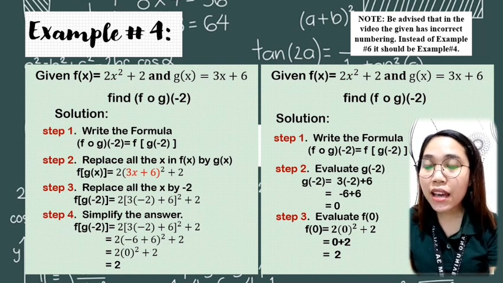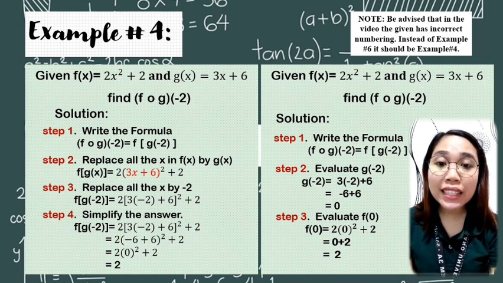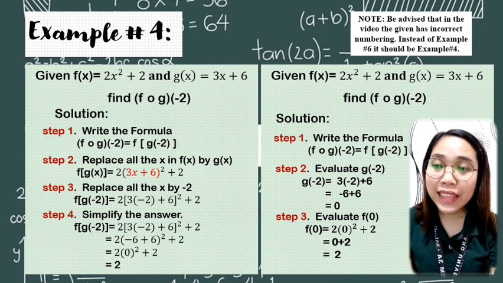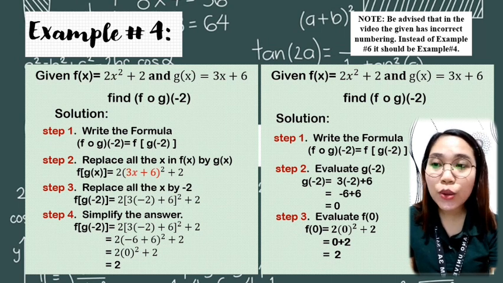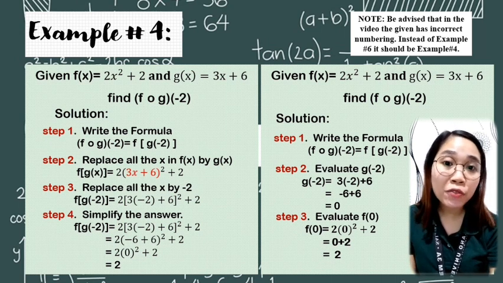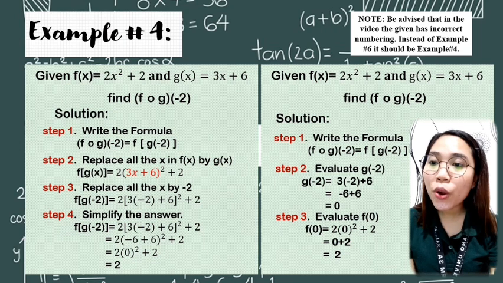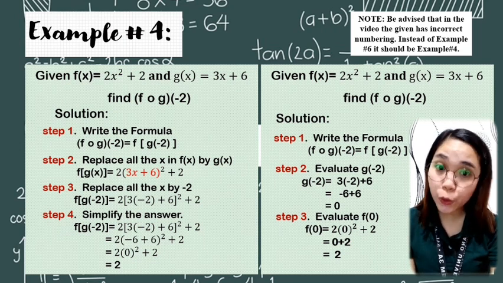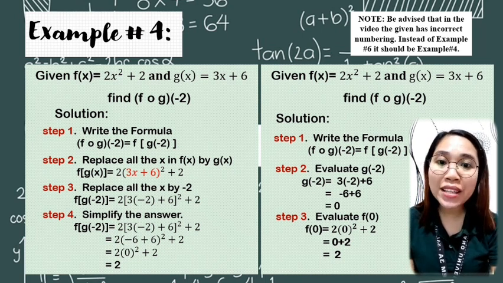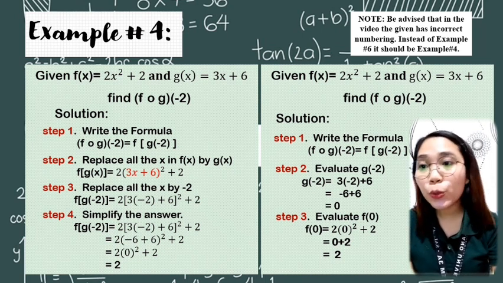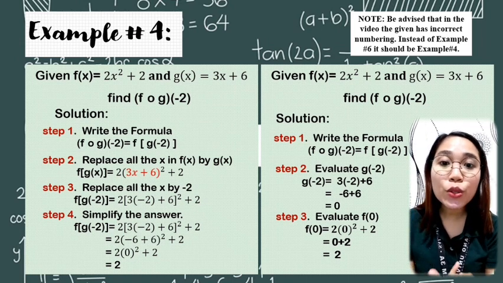Step 3, the answer that we got in g of negative 2 is the value of x that we are going to use to evaluate f of x. So evaluate f of 0. f of 0 is equal to 2 times 0 squared plus 2. Then 0 plus 2, of course, the answer would be 2. So that is the two solutions on how to solve composition of function.